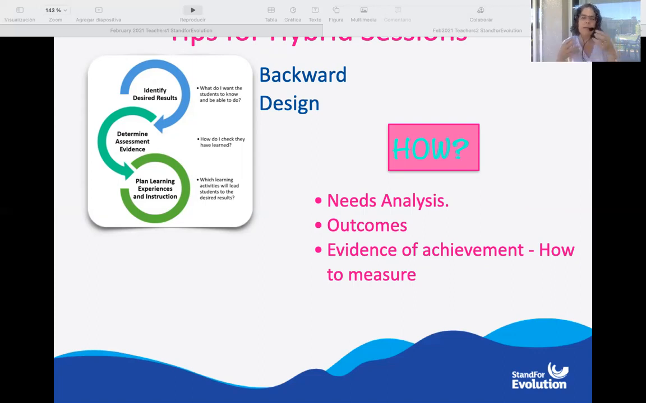So be careful when you design your outcomes, because they need to be measurable, right? The evidence of achievement that you describe should be measurable, right? So it's important for you to get that in mind. It's not that my learners will be able to, I don't know, make sentences. Okay, what do you mean by those sentences? What kind of sentences? How many sentences?